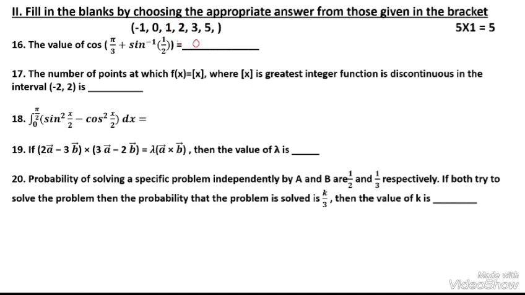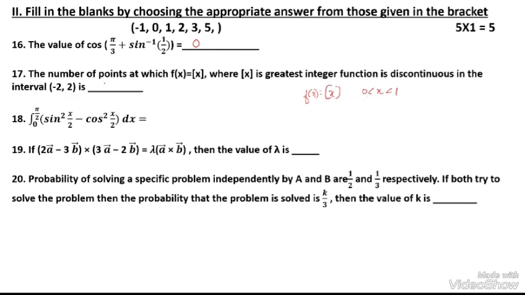Okay, I will move on to the next question. Question number 7. The number of points at which f of x is equal to the greatest integer function of x is discontinuous in the interval. Here, the greatest integer function means f of x is equal to x, and the values are always 0 less than x less than or equal to 1.